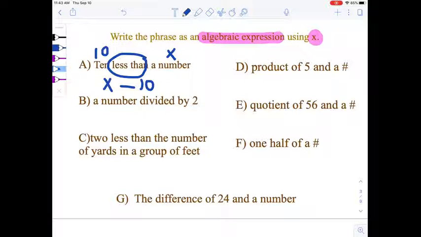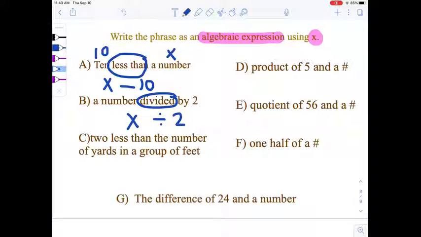B, a number divided by 2. So I have this word divided by, so I know it's going to be division. And then we have a number, which is going to be our x, and then by 2. So we have x divided by 2. I'm going to skip number C and come back to it.